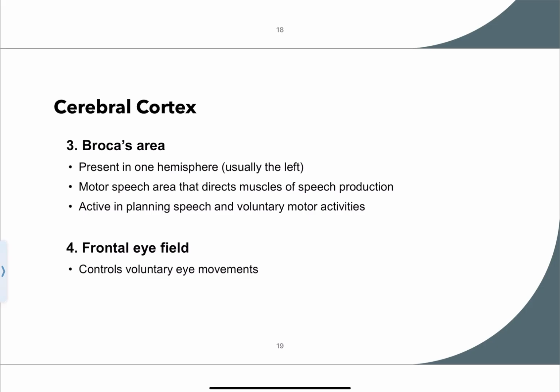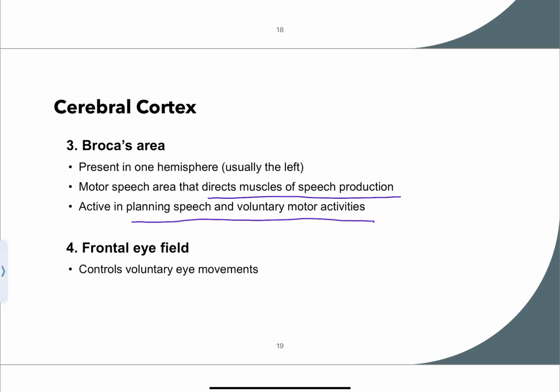The third area is your Broca's area. I know we're talking about these being present in both cerebral hemispheres. This is kind of our exception. It's thought that the Broca's area only resides in one hemisphere, and it's usually going to be the left hemisphere. But this area is going to be responsible for our speech, directing muscles for speech production, and helping plan our speech and voluntary motor activities.